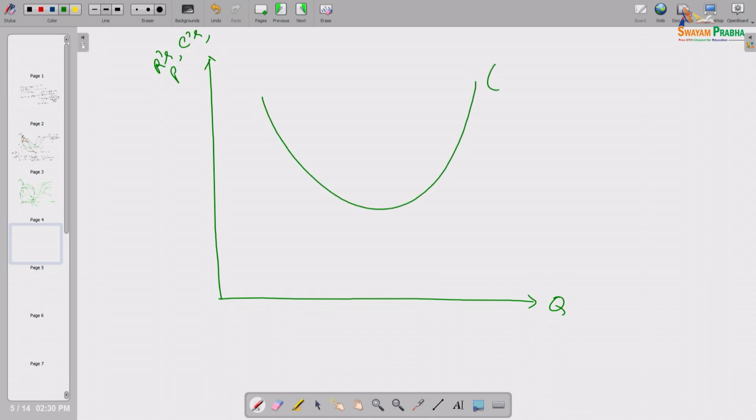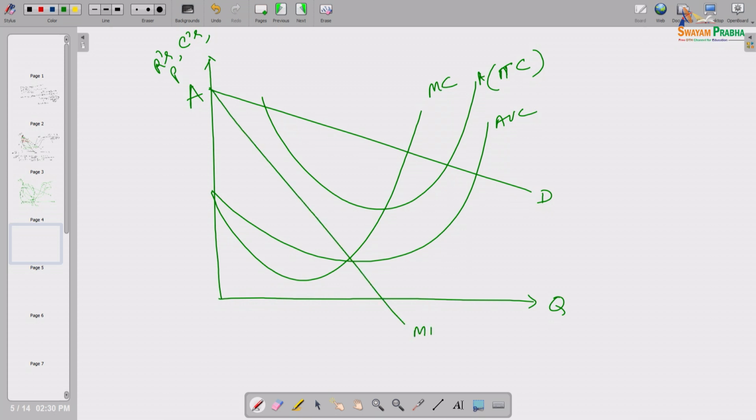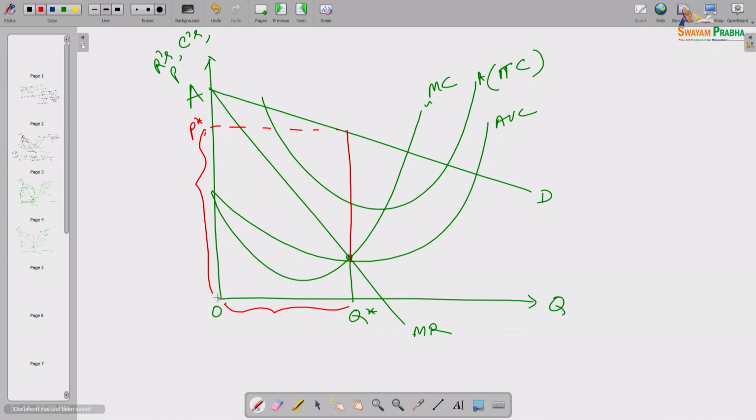ATC line, average total cost line, AVC, MC, demand curve AD and MR line. So MR equals MC, this is MC, this is MR. So this point, first thing, O, this is Q star. So OQ star amount of output he should produce, and he should set OP star this much price for each unit of his output.